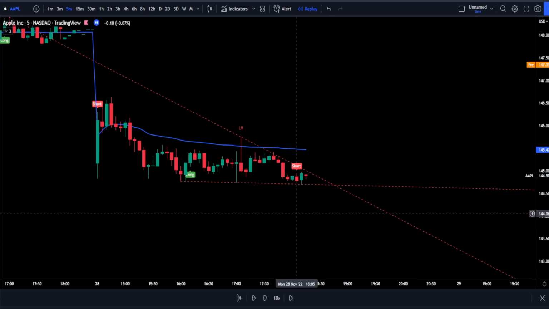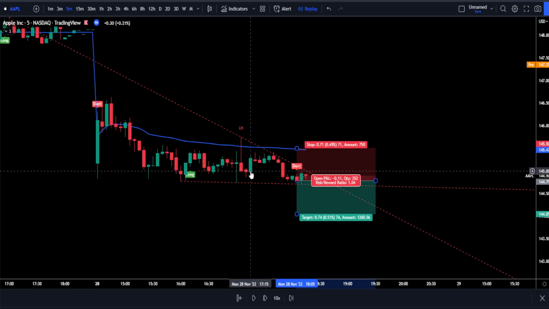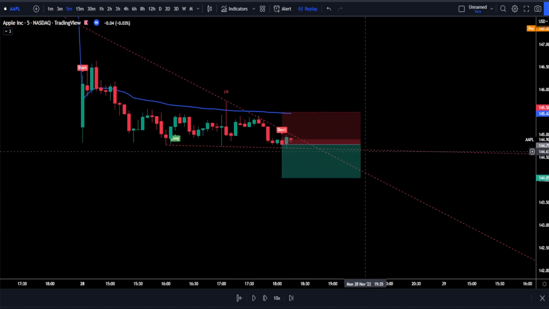So once we have all of these conditions met, we can safely enter a short position on the close of our trigger candlestick. Bring your stop loss there just up above your most recent swing high, and we're going to be targeting 3 times the risk.